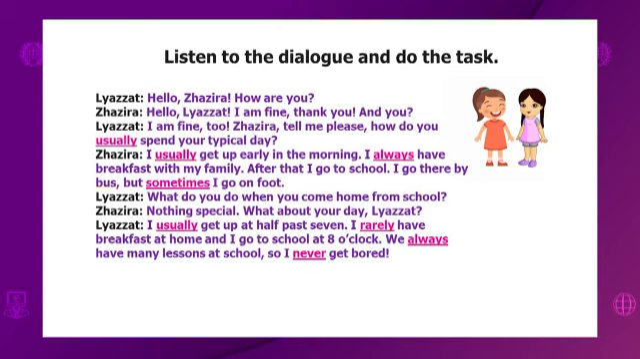Hello, Jazira. How are you? Hello, Lazat. I'm fine, thank you. And you? I'm fine too. Jazira, tell me please, how do you usually spend your typical day? I usually get up early in the morning. I always have breakfast with my family. After that, I go to school. I go there by bus, but sometimes I go on foot. What do you do when you come home from school? Nothing special. What about your day, Lazat? I usually get up at 7:30. I rarely have breakfast at home, and I go to school at 8 o'clock. We always have many lessons at school, so I never get bored.